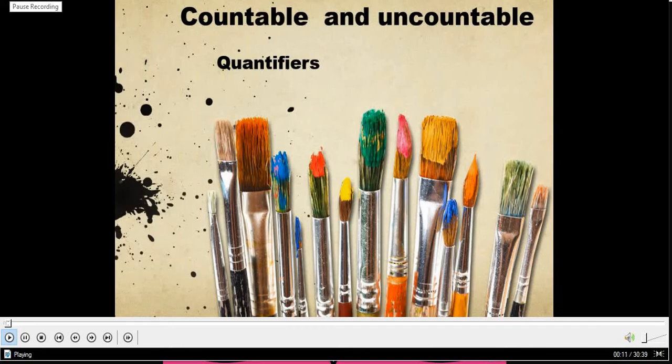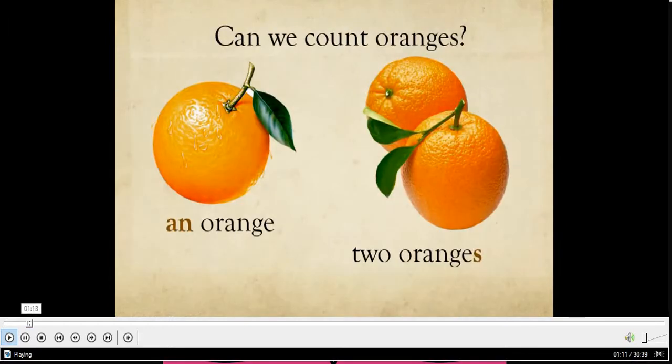Last but not least, we have the last part of revision, countable and uncountable. As simple as it is, as we just said before, look at the noun. What does it mean when I say countable? When I say countable, it means I can count it. When I say uncountable, it means I cannot count it.